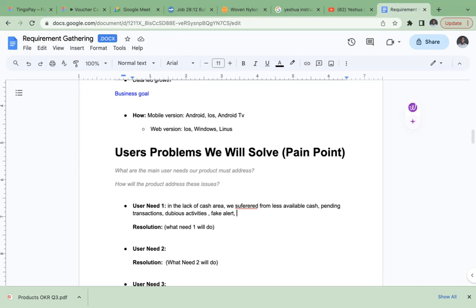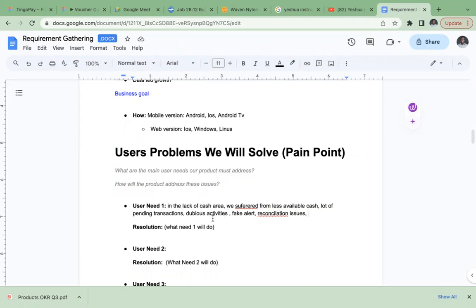Okay, in user need 1, they can be split into the 3. I can copy them. I don't want to forget too. I know we suffer from fake alerts, dubious activities. There are so many pending transactions. So we have lots of pending transactions and fake alerts. So let's say we want to solve these 4, right? So maybe there were reconciliation issues. You understand? Your users cannot get their phone back. So there are 4 here now.